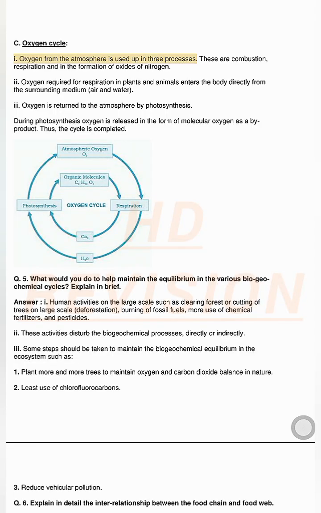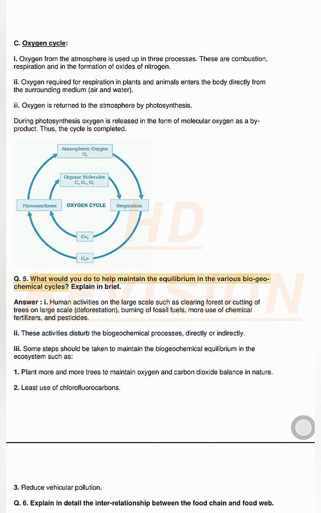See oxygen cycle. I. Oxygen from the atmosphere is used up in three processes. These are combustion, respiration and the formation of oxides of nitrogen. II. Oxygen required for respiration in plants and animals enters the body directly from the surrounding medium, air and water. III. Oxygen is returned to the atmosphere by photosynthesis. During photosynthesis, oxygen is released in the form of molecular oxygen as a byproduct. Thus, the cycle is completed.